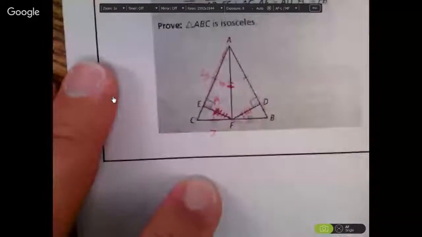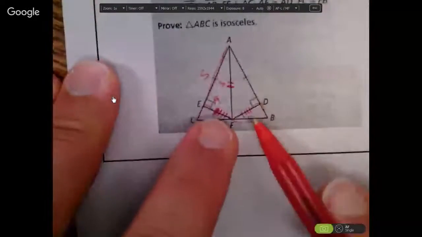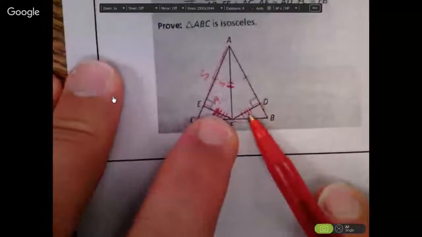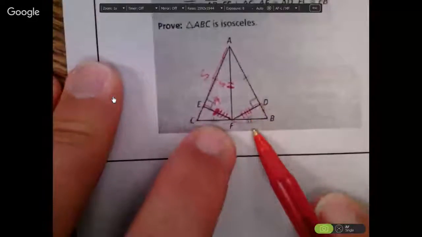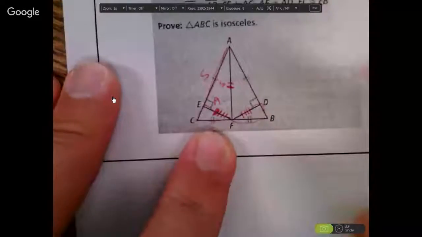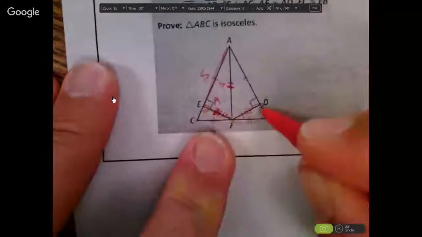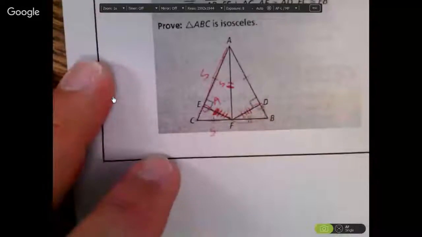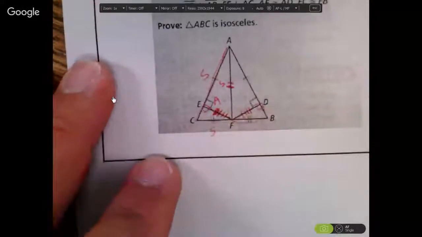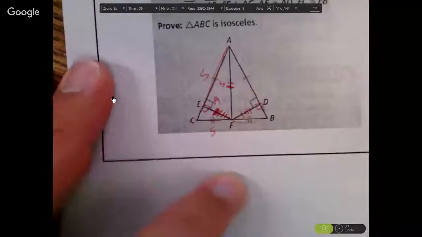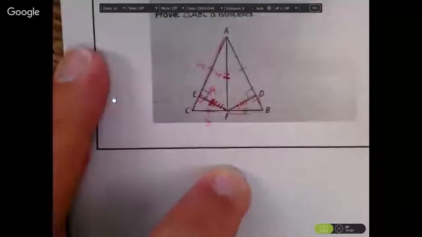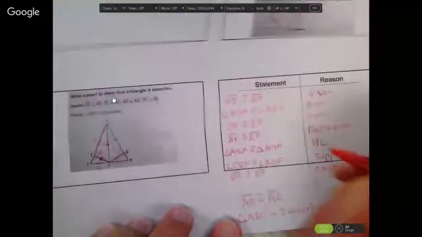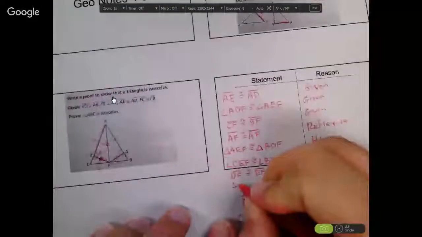Because these two big triangles are congruent, I can say that these parts are congruent. I already know that those parts are congruent, and we know that this is 90 degrees. So now I can use what to say that the little triangles are congruent? HL. Triangle CEF is congruent to triangle BDF.